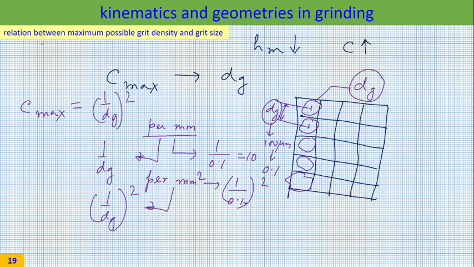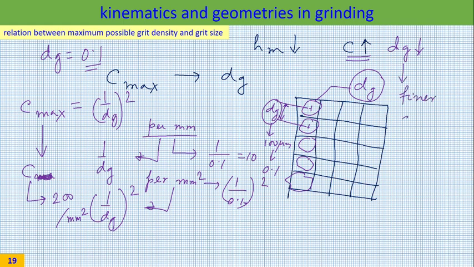If someone has a DG value of 0.1 and says he can give you a grinding wheel with C of 200 per millimeter square, then he is not giving you correct information, because for this particular value C max is 100. This has to be understood very clearly. So how do you increase C? Mathematically you increase C, but practically you have to reduce your DG. That means you have to use finer grids.